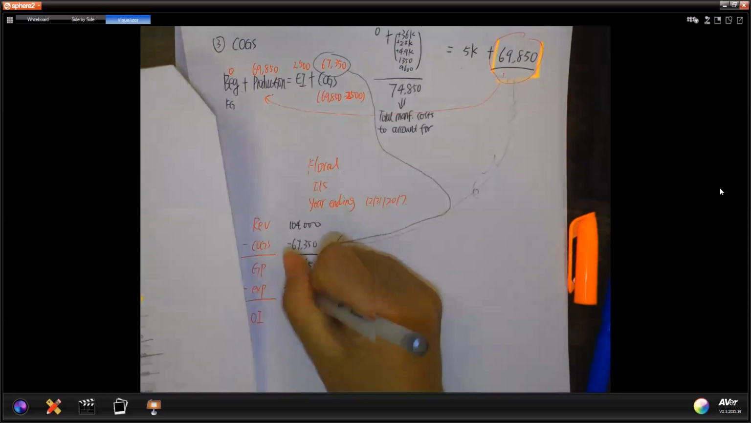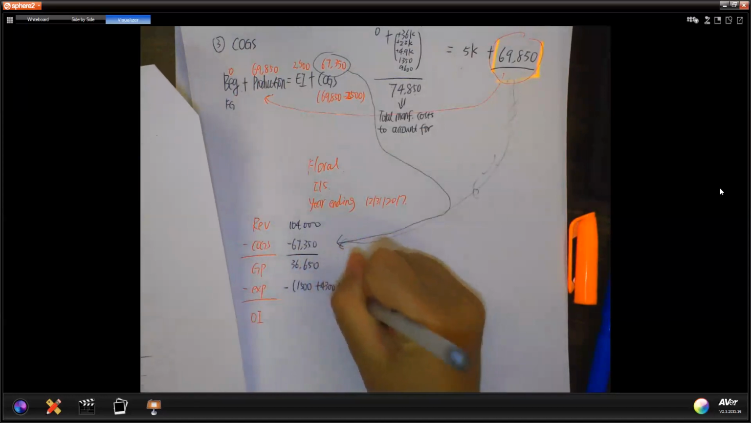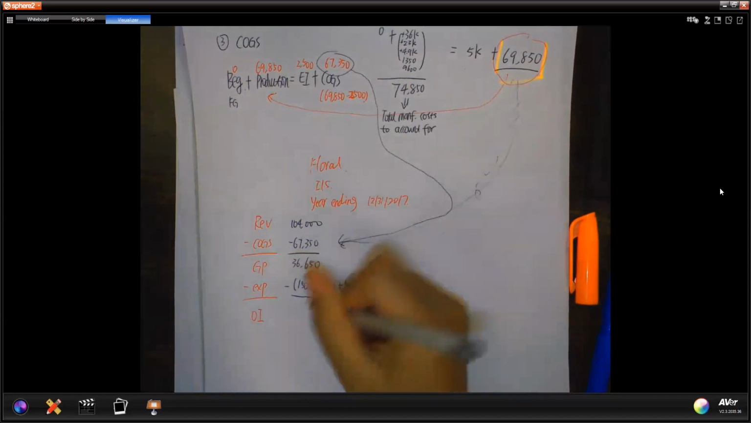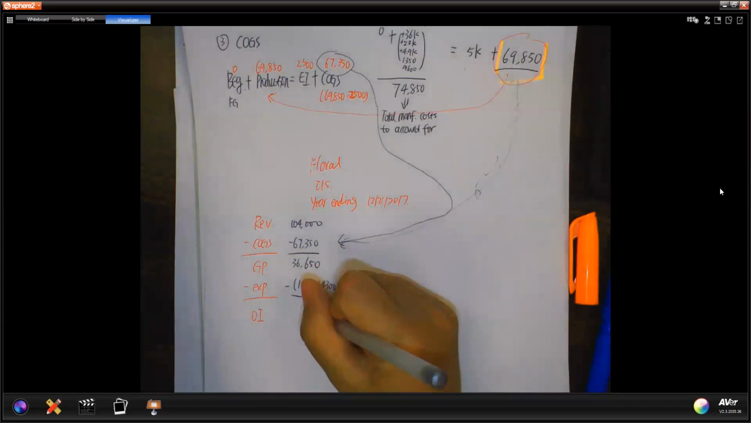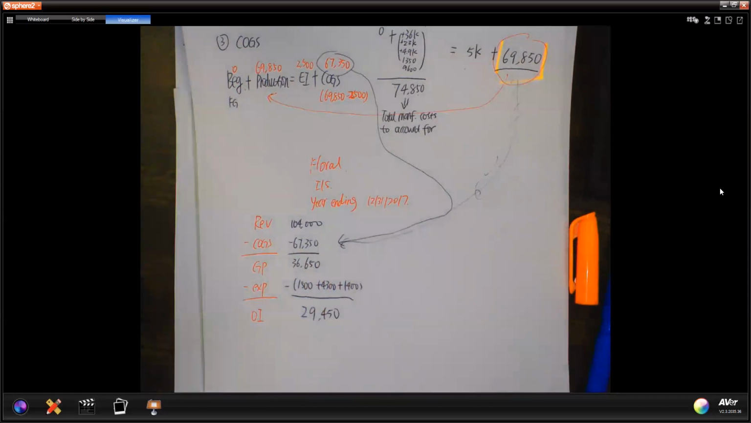So I think those 3 parts are our period cost. So we have all that, we add them together, and that will give us total operating expense. We subtract that from our gross profit. We got our operating income, $29,450. So that is our operating income for this manufacturing company.